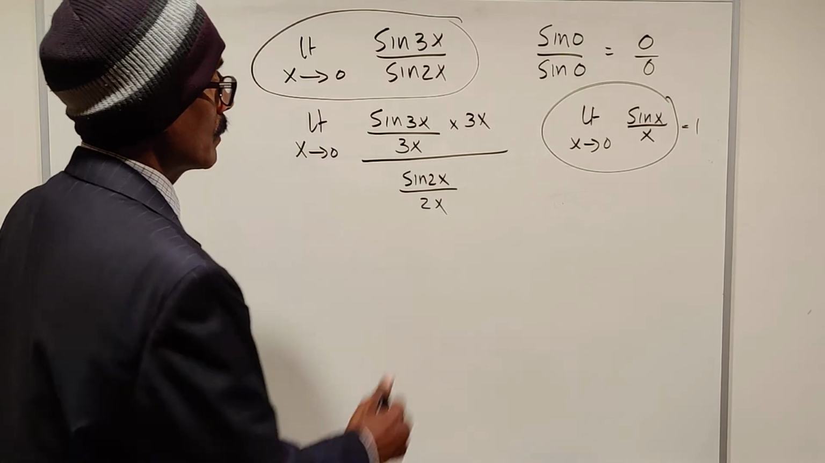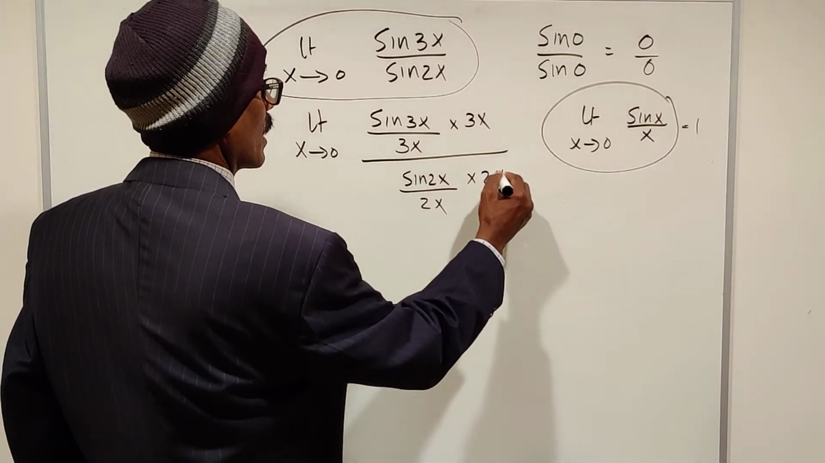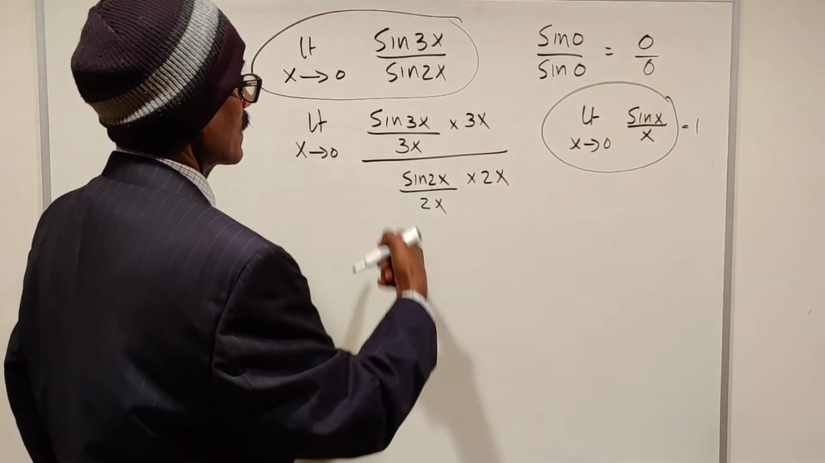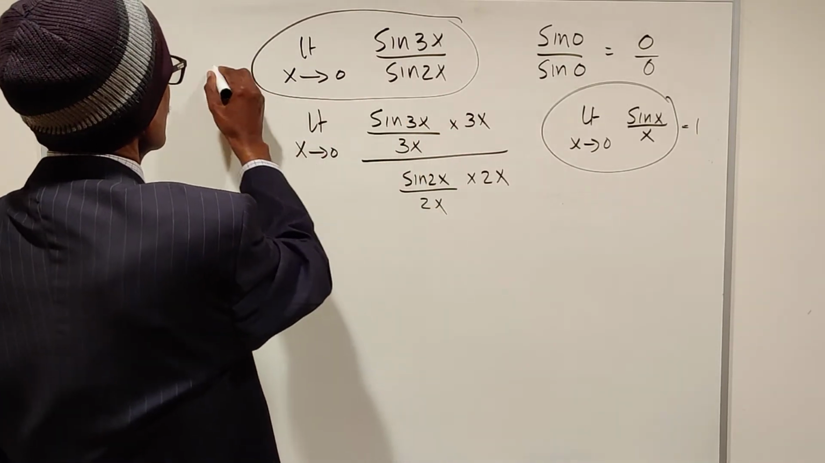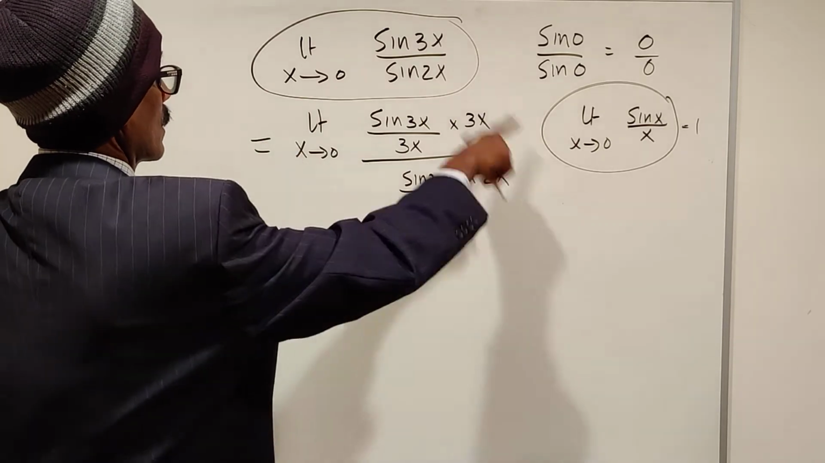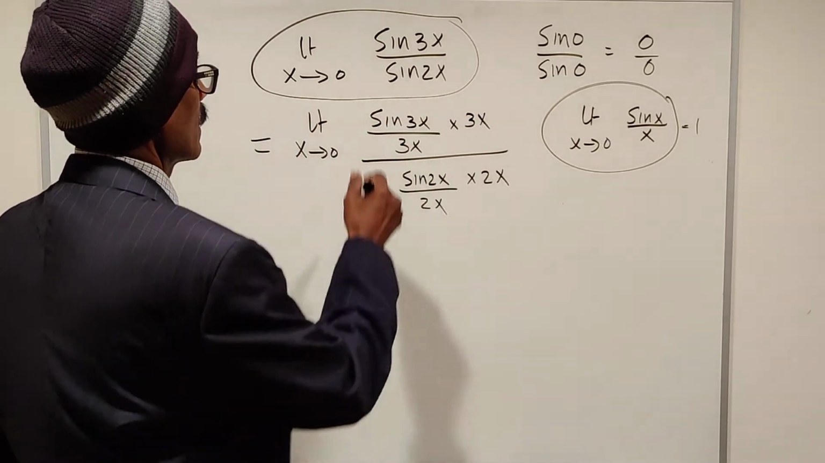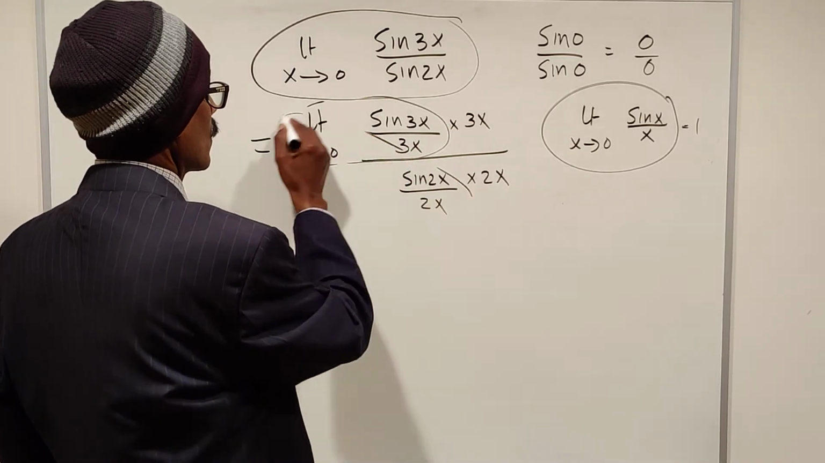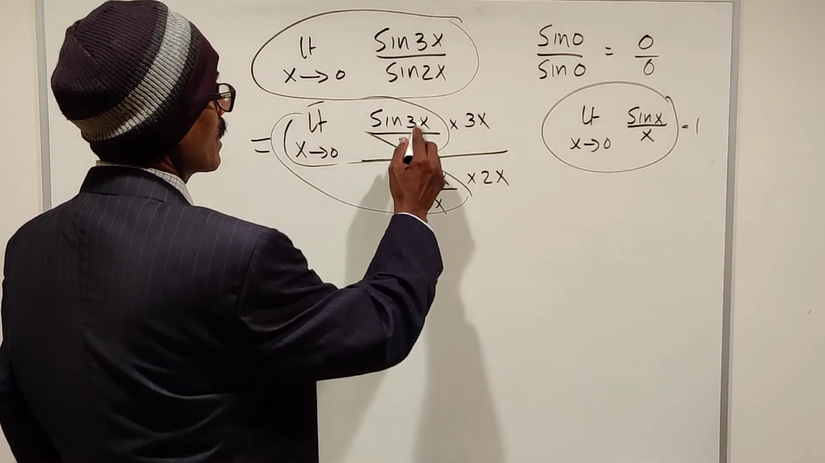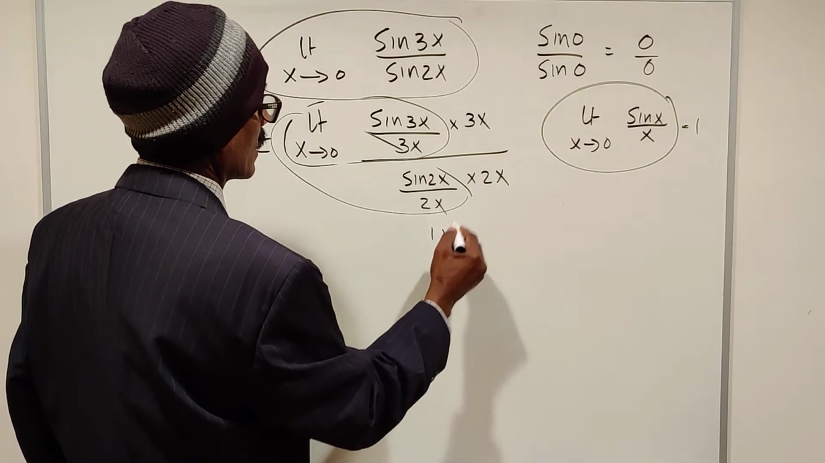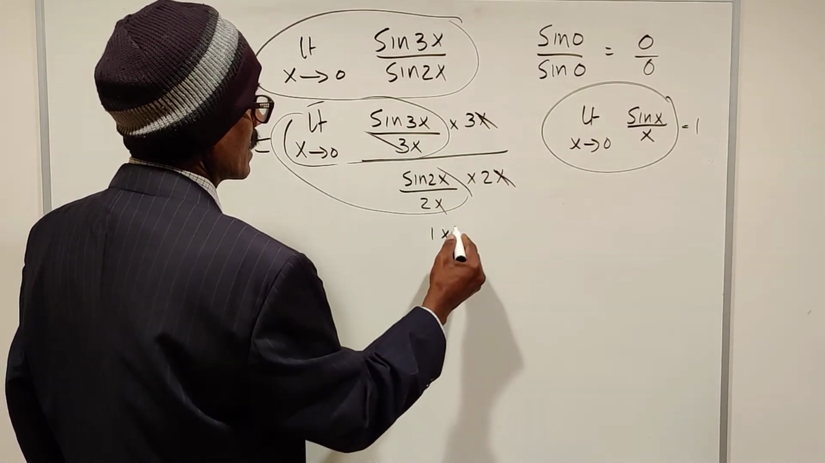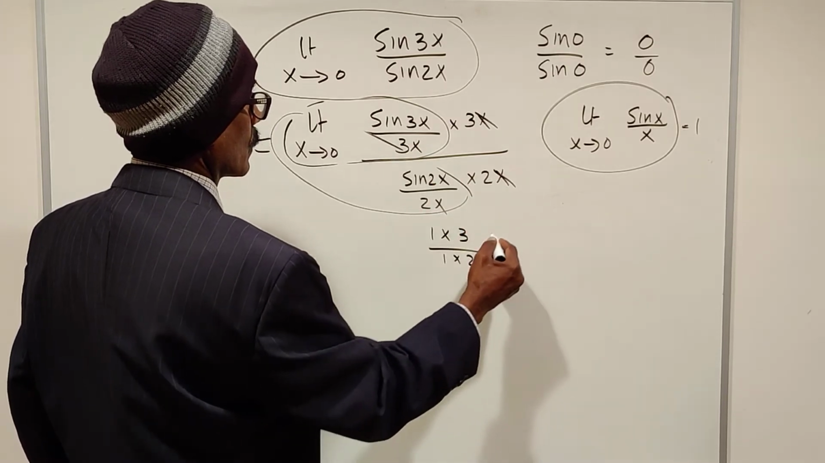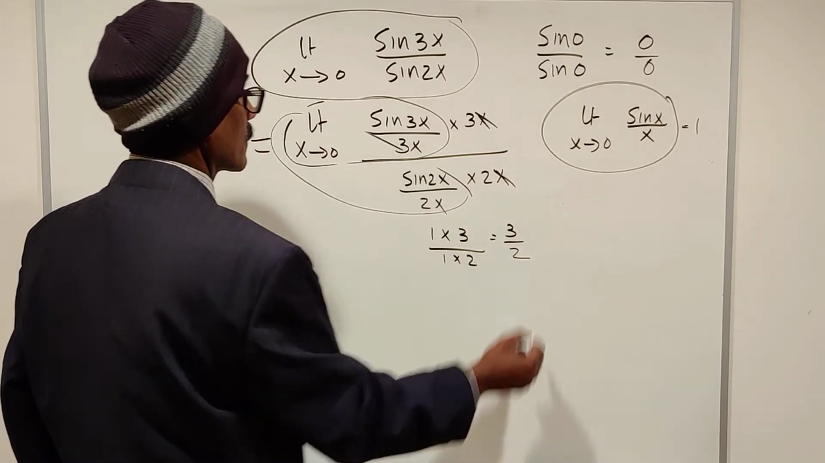So sine 2x divided by 2x. So what do we need to do? Multiply with 2x, otherwise the value will change. So right now 2x cancels, 3x cancels. The same thing. This is equal to this one, no change. See, right now this one is 1 and this one is also 1. So 1 times 3x, no, x cancels. 1 times 3 divided by 1 times 2. So 3 by 2 is the answer.